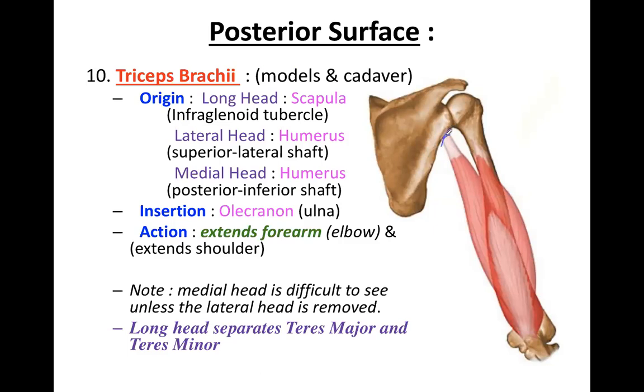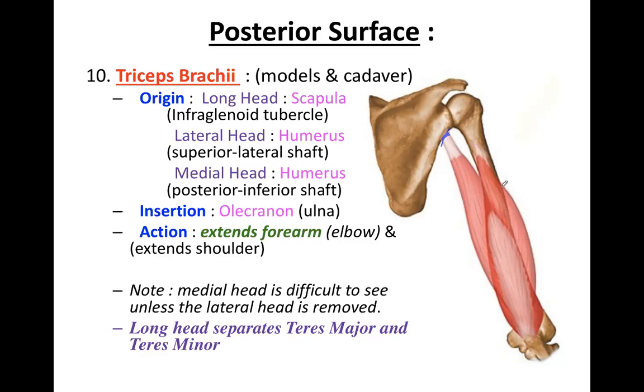So when we look, the first origin, we're going to see right here. This is off the scapula. The only head that originates off the scapula is the long head, and you can see it coming off of this infraglenoid tubercle and then traveling down. You see a really thick tendon around the back of the tricep muscle, and it's going to be attaching into the olecranon of the ulna. So origin for the long head is going to be scapula. Insertion is going to be olecranon of the ulna, and the action is going to be elbow extension.